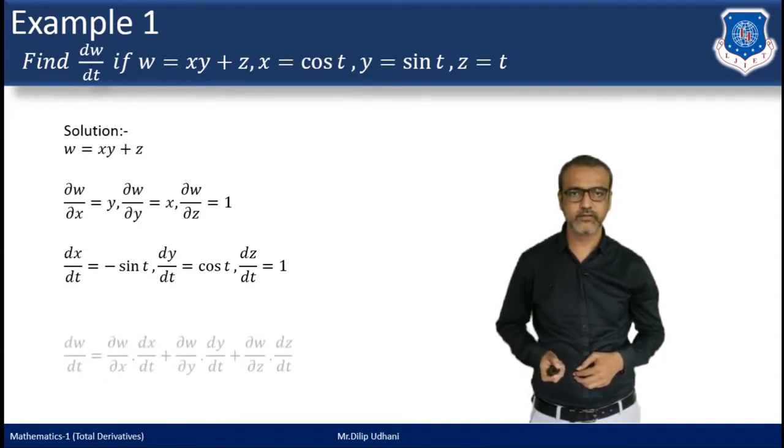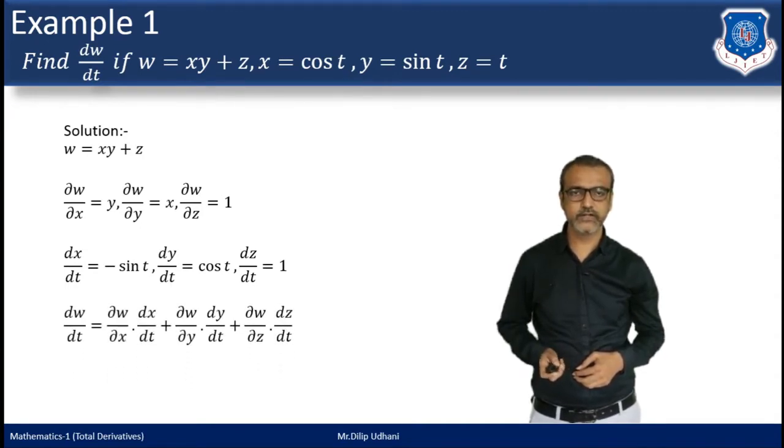Now we will find dw by dt, that is del w by del x into dx by dt plus del w by del y into dy by dt plus del w by del z into dz by dt.